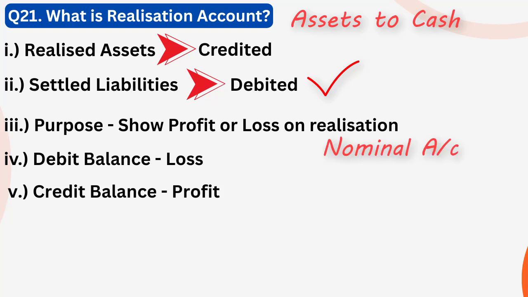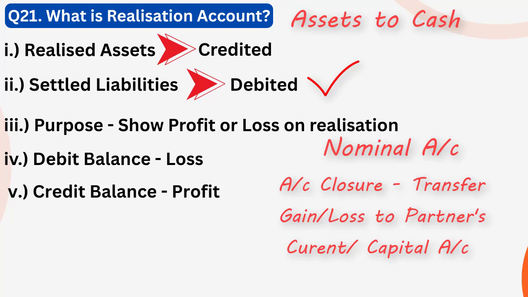While preparing this account, all sundry assets and third-party liabilities are transferred. The account is closed by transferring the gain or loss on realization to the partner's capital or current account in their profit sharing ratios. If you see a debit balance in a realization account, it signifies a loss, while a credit balance signifies a profit.